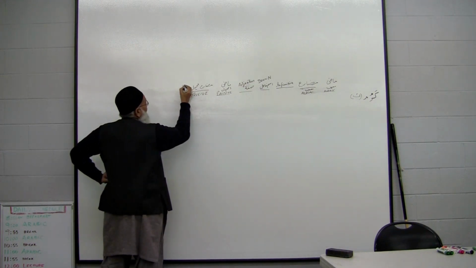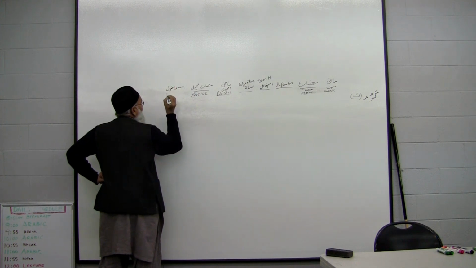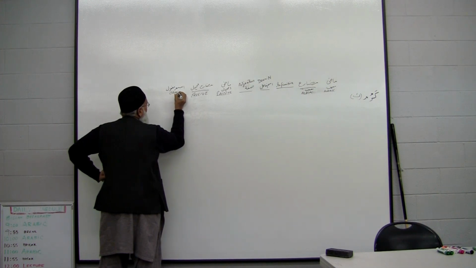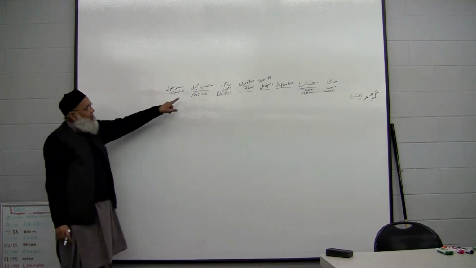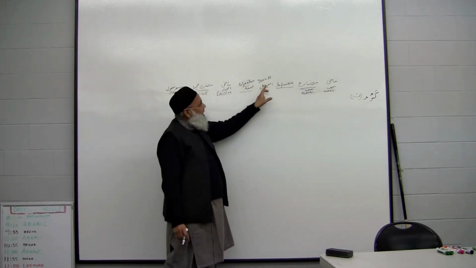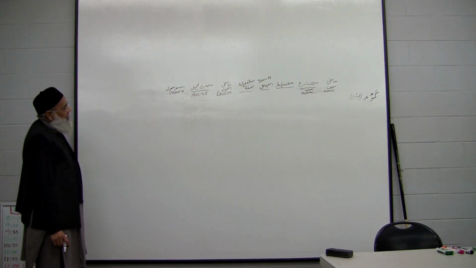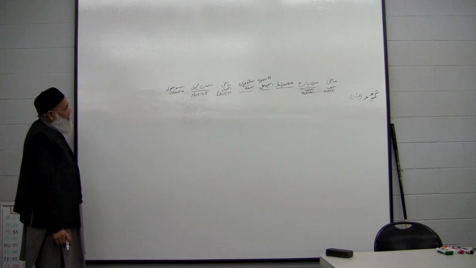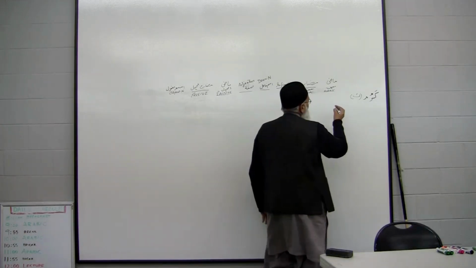Madare Majhul means passive Madare. Then will be Ism Maf'ul. Ism Maf'ul means the object noun. That was ism fa'il, doer noun or subject noun. This is object noun. So Bab Karoma.